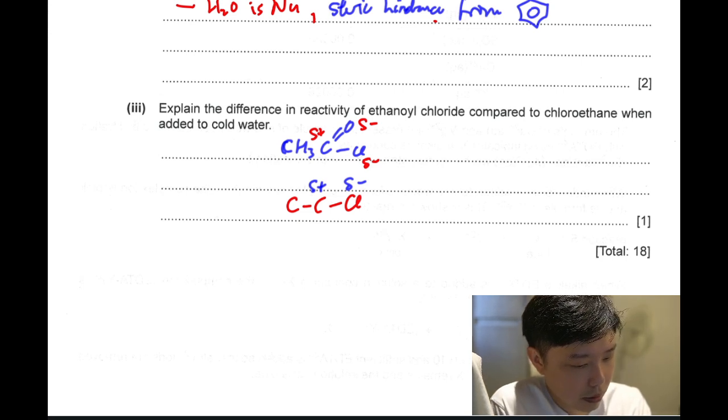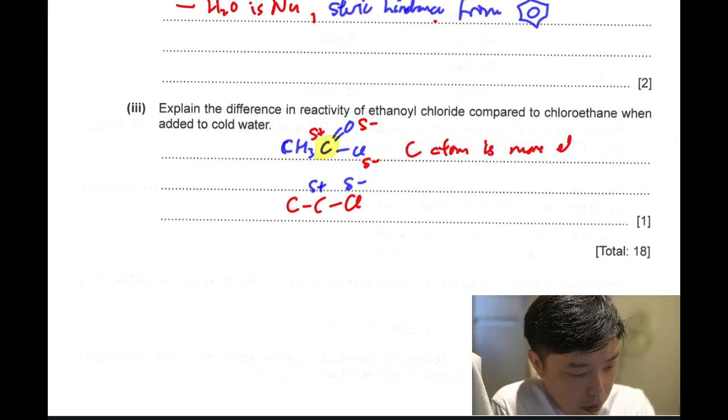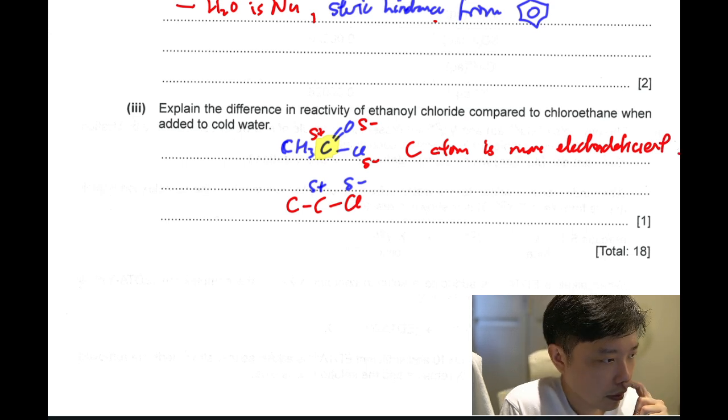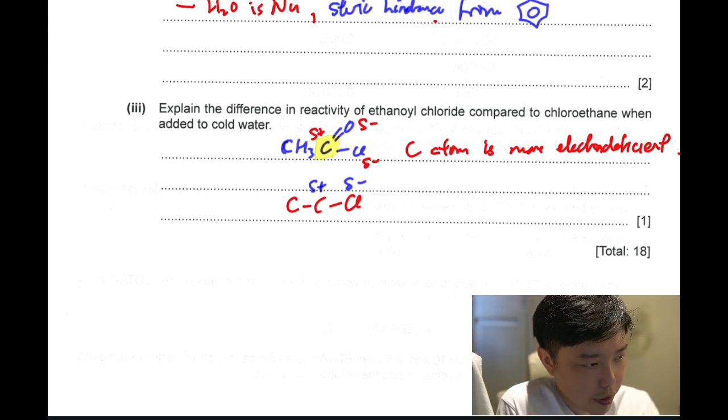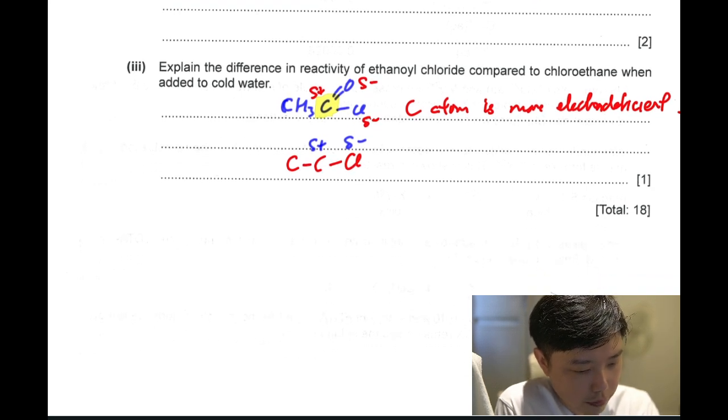So this ethanoyl chloride is more electron deficient. The carbon atom is more electron deficient, which will allow it to be very susceptible to hydrolysis from cold water. Alright, so that's it for question 4.